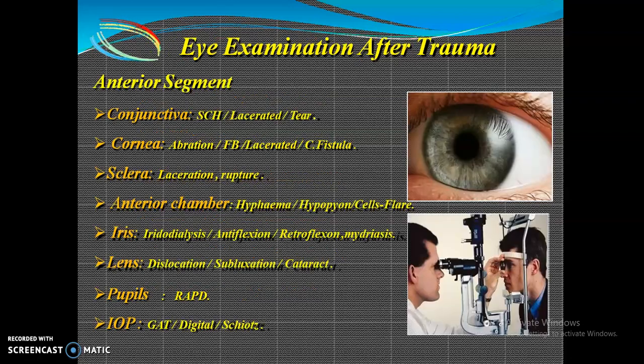Then the examination after trauma includes the anterior segment, and especially we have to look at all the parts of the eye, including the conjunctiva, cornea, sclera, anterior chamber, iris, lens, pupils, and the IOP. All these things we have to look at, and we have discussed all of them in detail in the eye trauma topic itself.